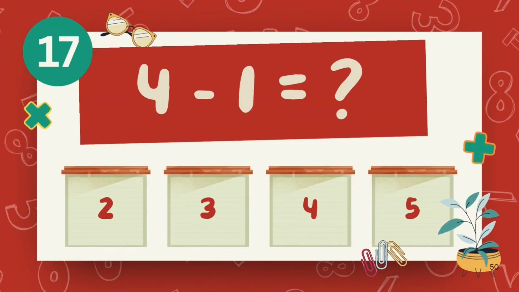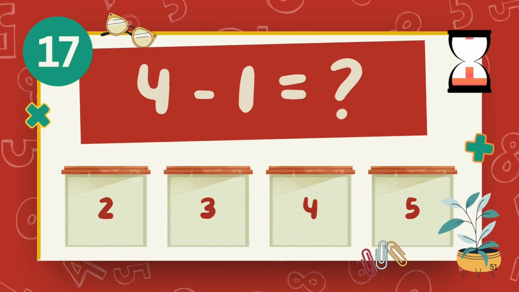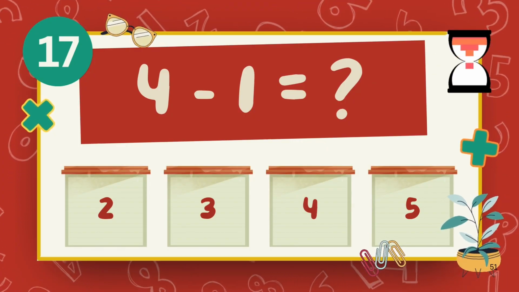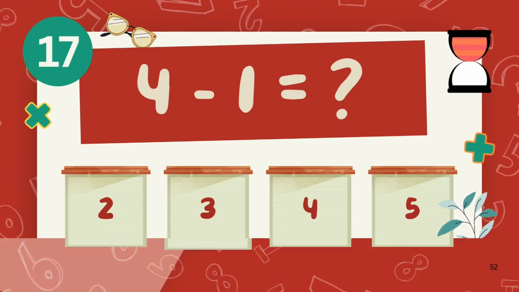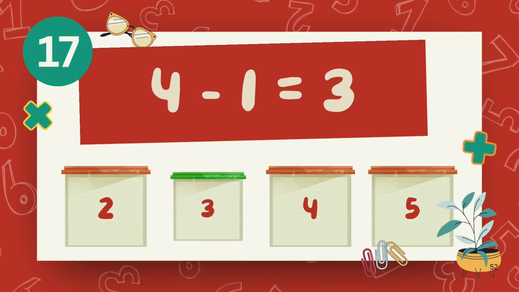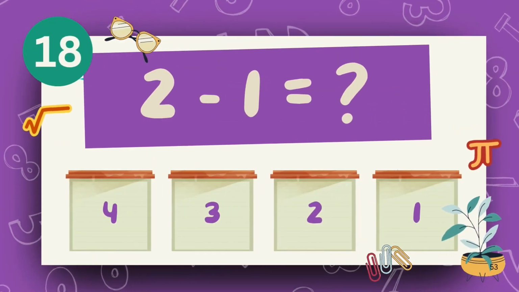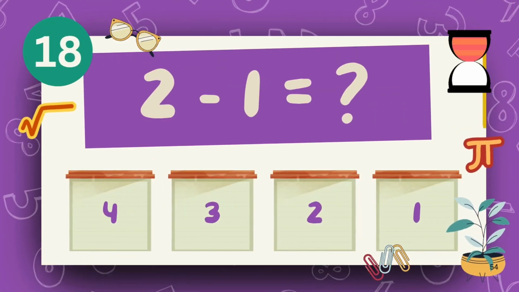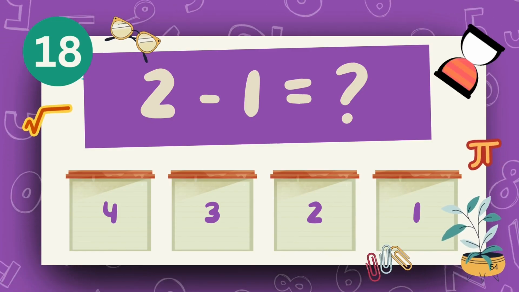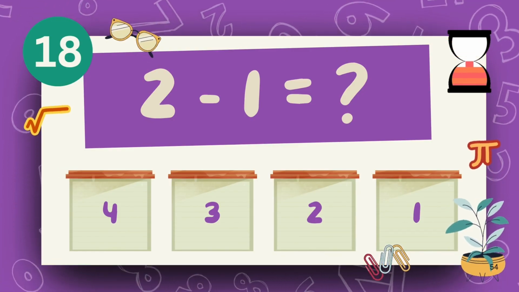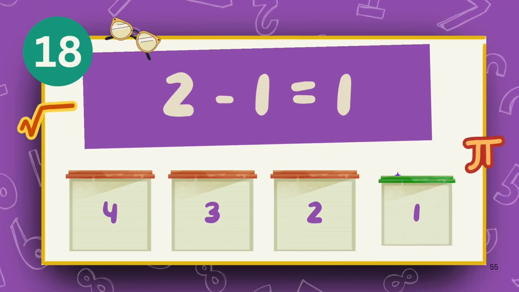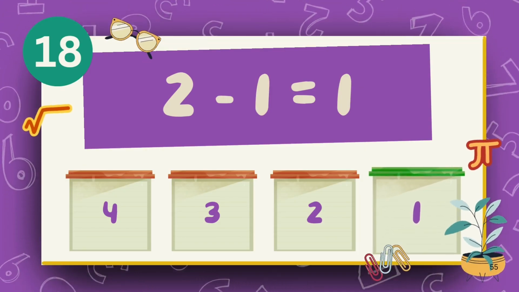What is 4 minus 1? The answer is 3. What is 2 minus 1? The answer is 1.